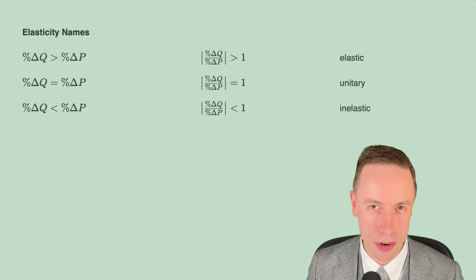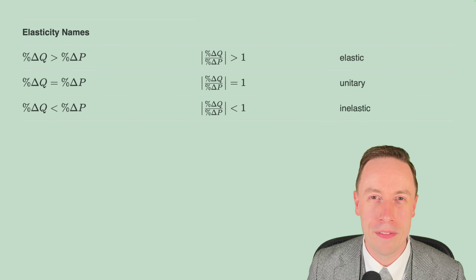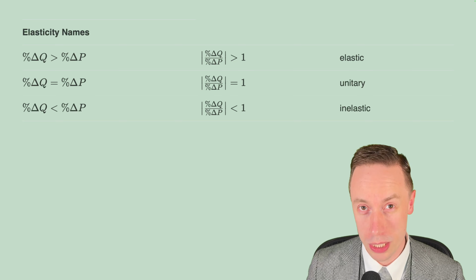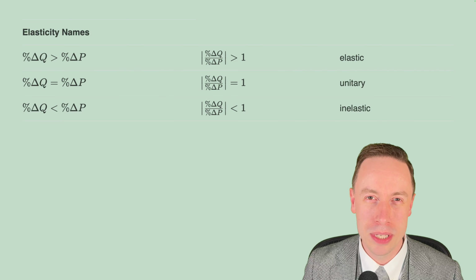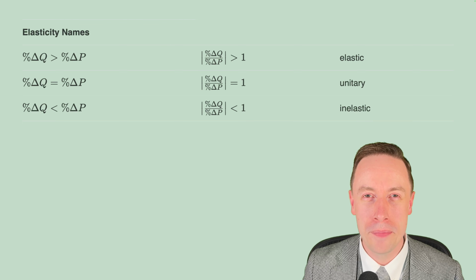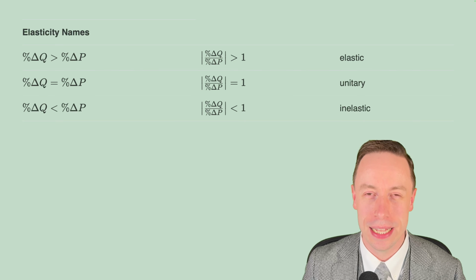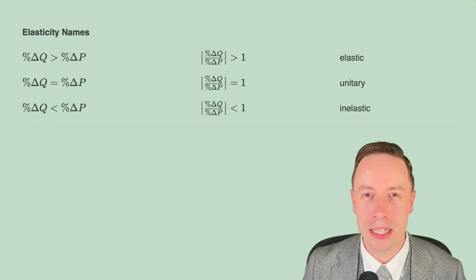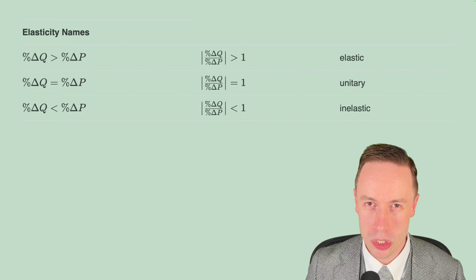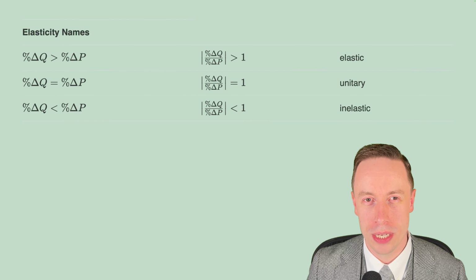That's a unitary elasticity, which ends up having a very special property we'll get to in a few minutes. But if our elasticity comes in greater than the number 1, that will be elastic, and less than 1, inelastic. So let's start out by looking at some extreme examples and how they relate to this scale.